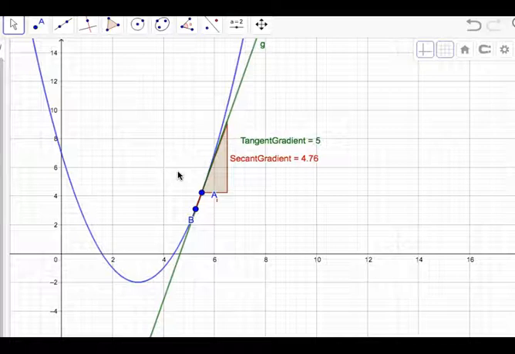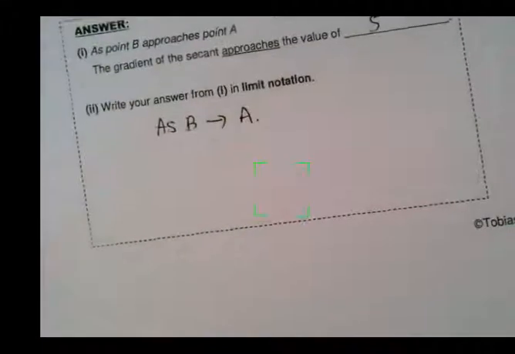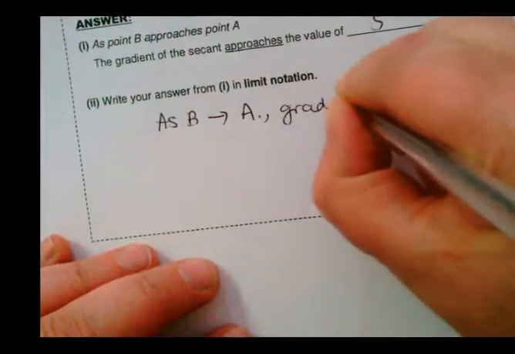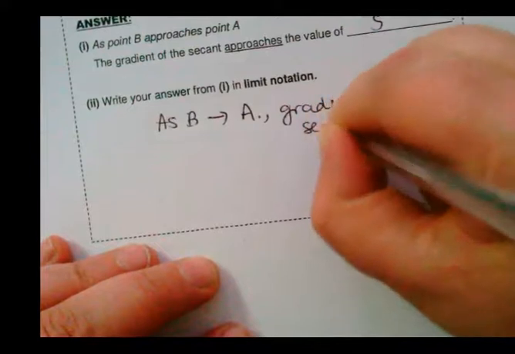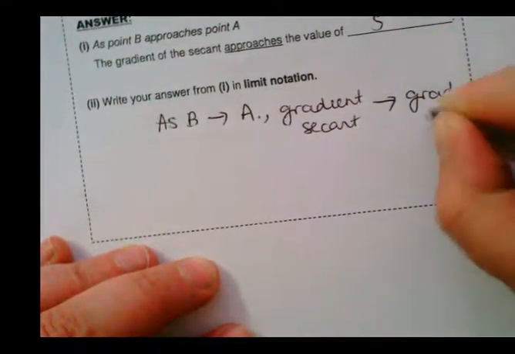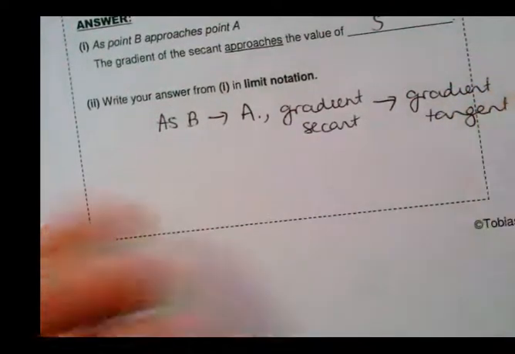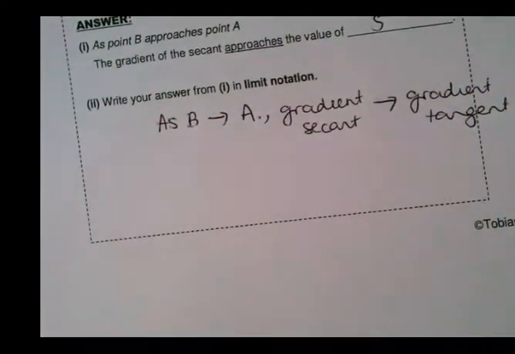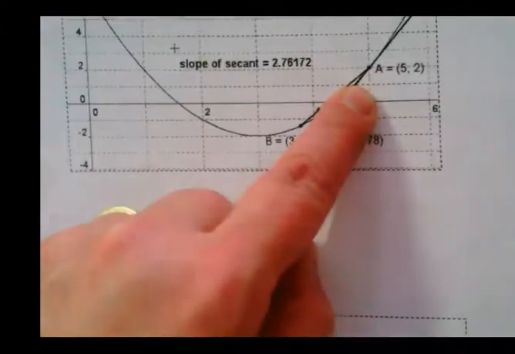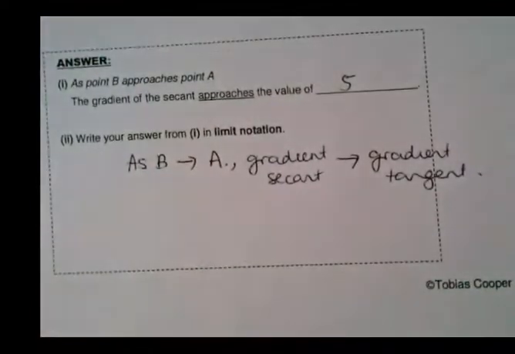So we want to write our answer in limit notation. I'm not doing that in limit notation yet. The gradient of the secant approaches the gradient of the tangent. So that's just writing that like that so far. Let's write that for now because I've changed the values from what you've got on the curve, all right? So we'll just write that at the moment.